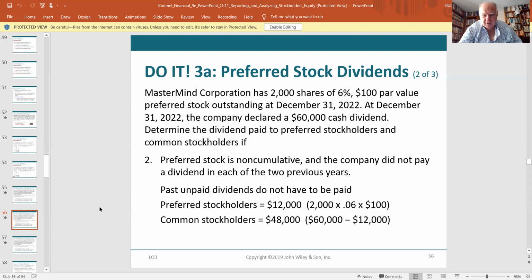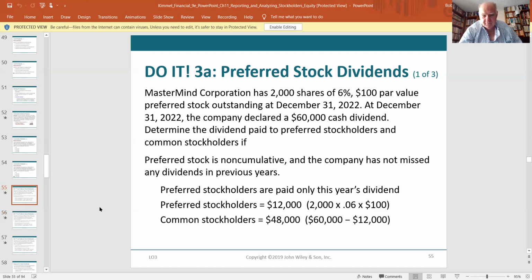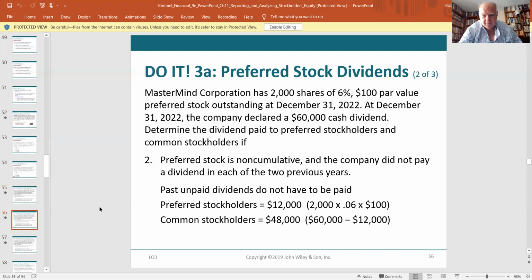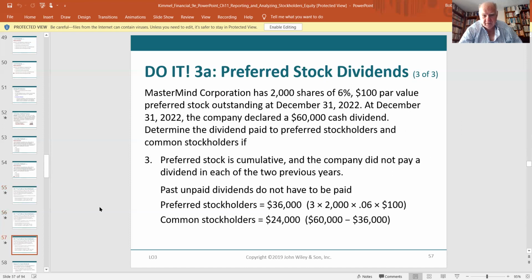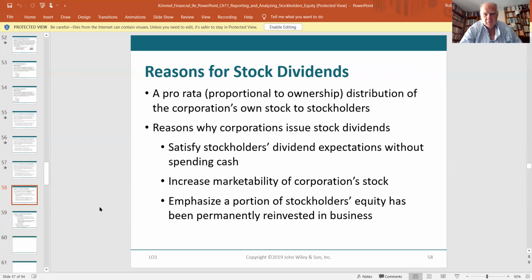And now the stock is non-cumulative. That's the same slide, it looks like. Okay, here, 2,000 shares. That's $12,000 a year. The preferred stockholders are going to get paid for 3 years, 36,000, and the common stock people get the difference of 24.